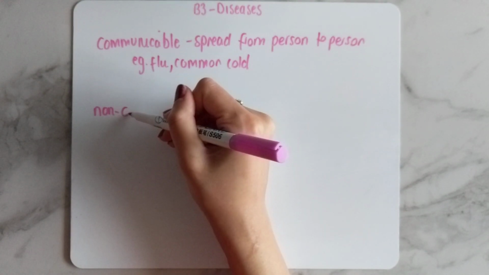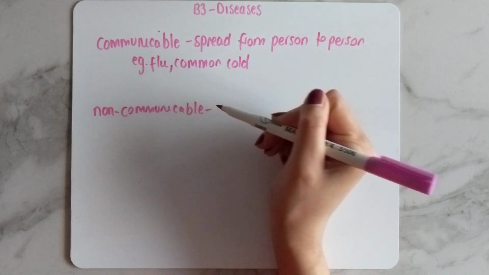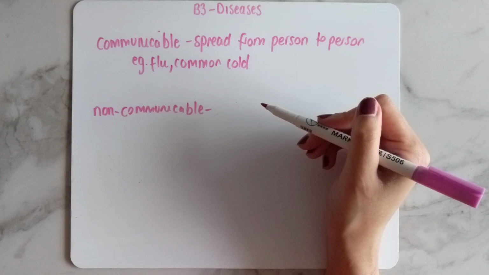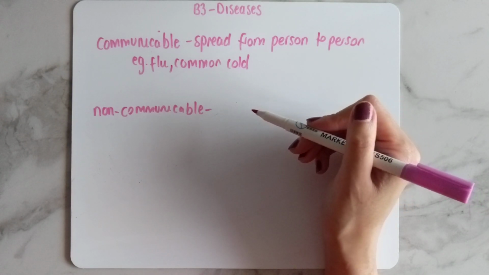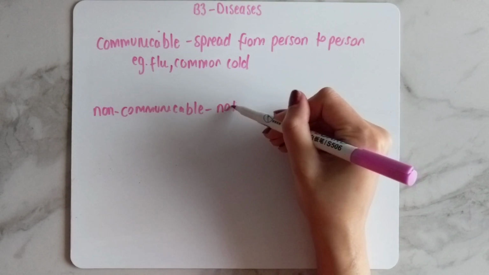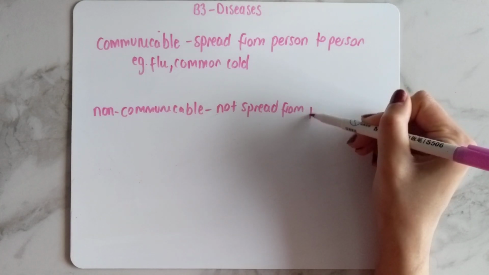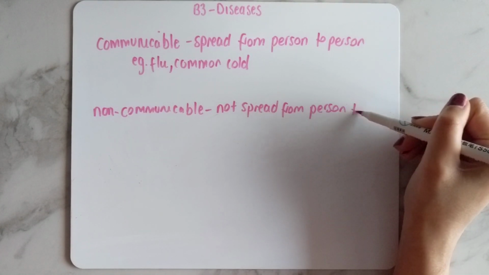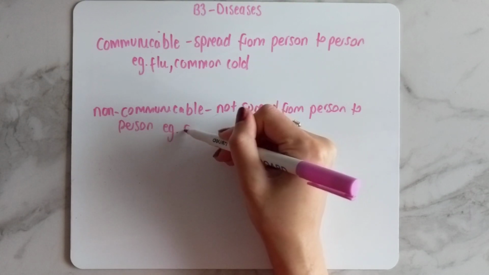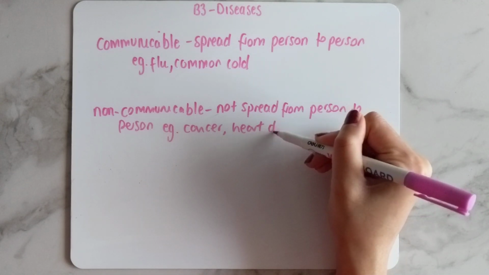Non-communicable, therefore, means that it's a disease that can't be passed on from person to person. So, for example, something like cancer, heart disease, you can't just catch cancer by touching somebody with it. So not spread from person to person. Cancer or heart disease.